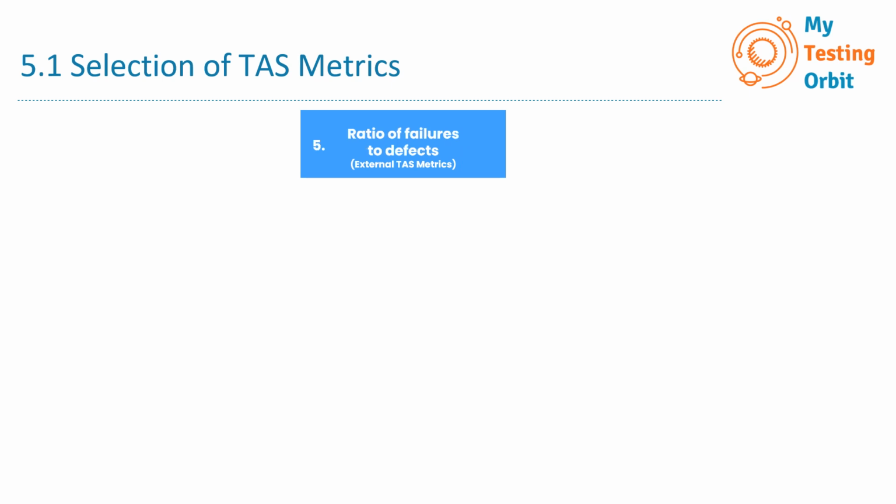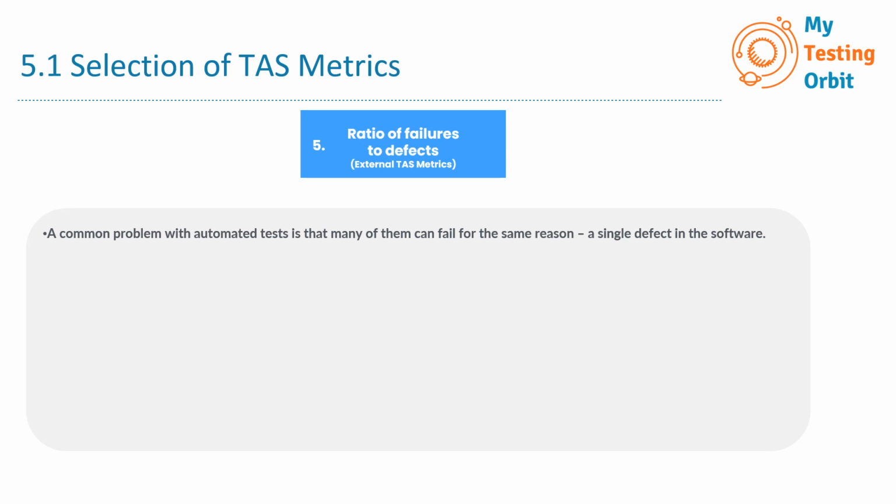Moving on to metric number 5, ratio of failures to defects. A common problem with automated tests is that many of them can fail for the same reason, a single defect in the software. So consider that you have an e-commerce website with automated tests to check its functionality. A bug in the checkout process might cause multiple tests related to payments, order confirmation, and inventory management to fail.